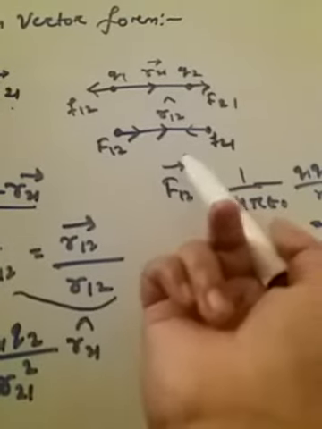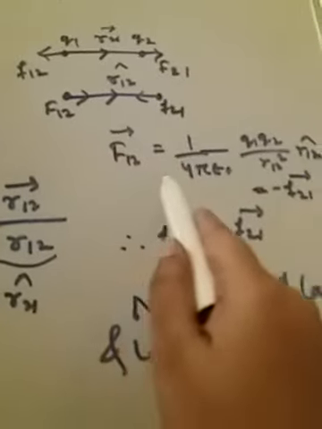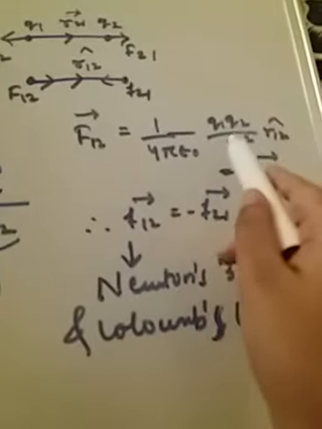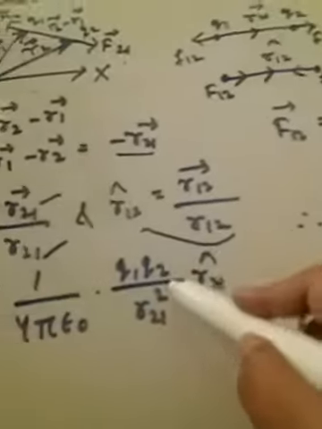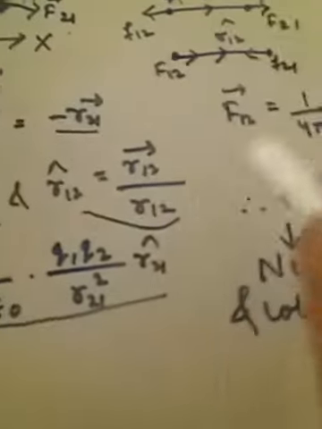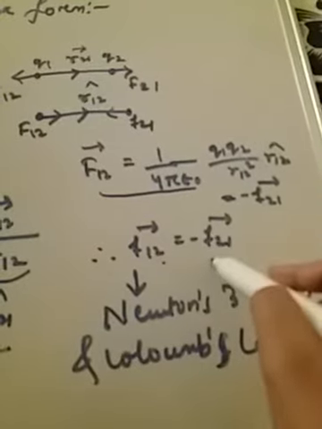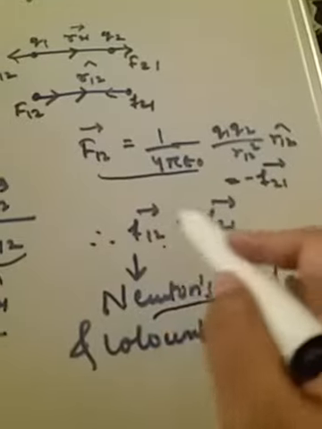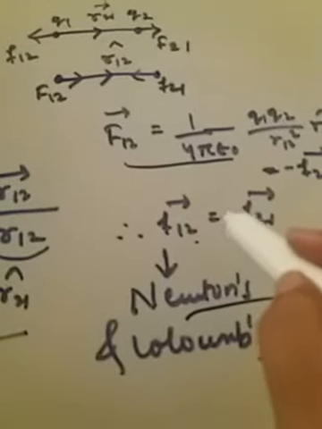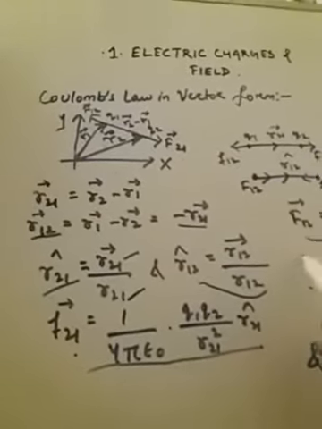Here both are coming towards each other, and here both are going away from each other. So the f12 vector is 1 by 4 pi epsilon naught into q1 q2 by r12 whole square, times the r12 unit vector. Here it was opposite, f21 was just opposite of f12. So f12 is equal to minus f21 vector, so it's Newton's third law. Forces occur in pairs, that is, negative of each other. So this is Coulomb's law in vector form.